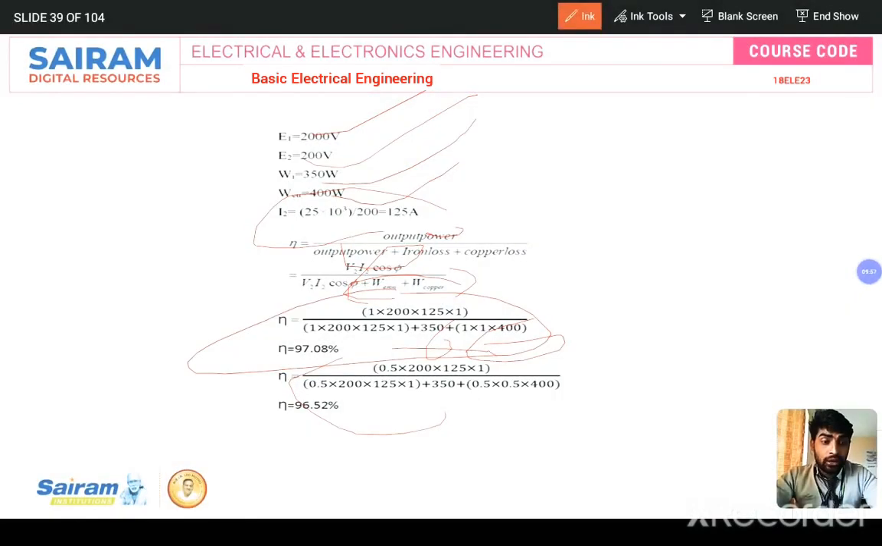Please try to remember only four formulas: the EMF equation, turns ratio, the condition for maximum efficiency formula, and the copper loss and iron loss formulas.